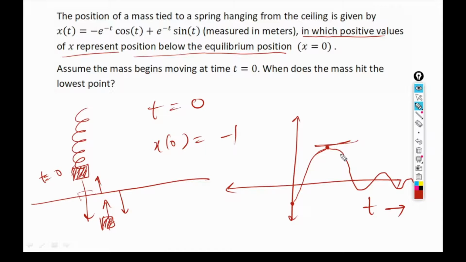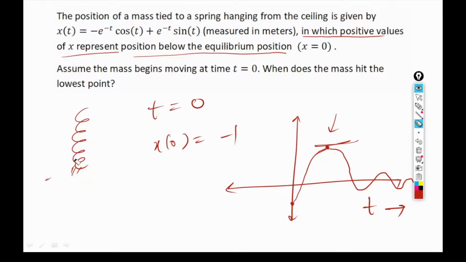But we are only interested in the first stationary point, because only at the first stationary point we will get the maximum value of x. And the maximum value of x will tell us the maximum down this mass will go. Okay, so now the only thing remaining is to find the derivative and put it equal to 0.